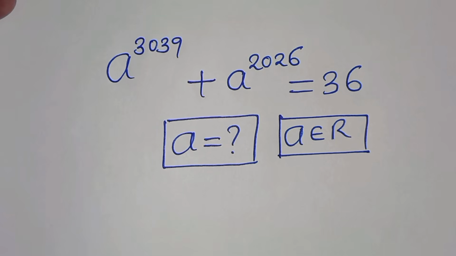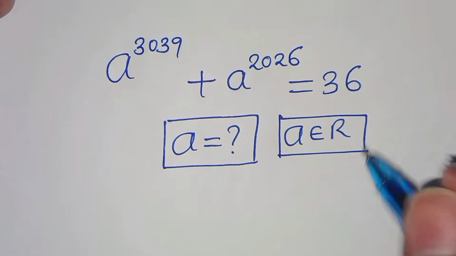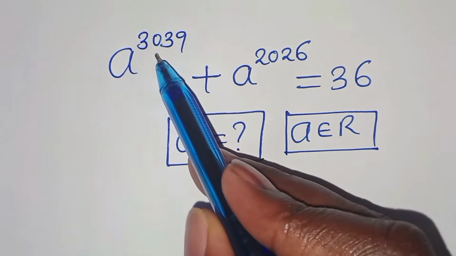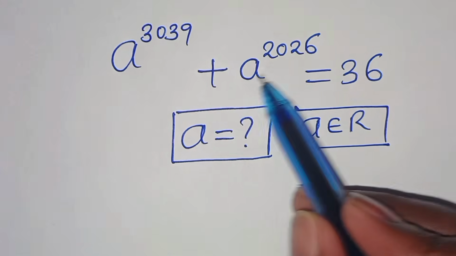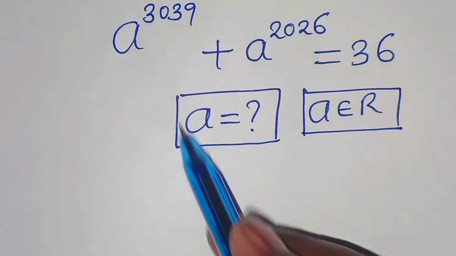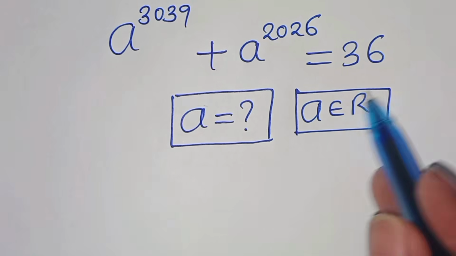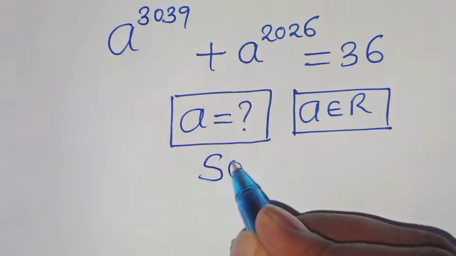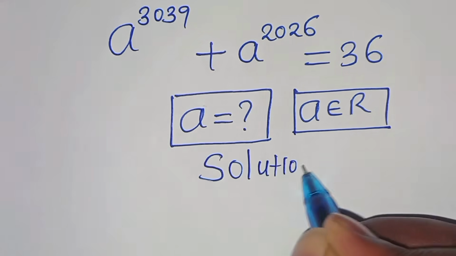Hello everyone, you're welcome to solve this nice algebra problem, which is a to the power of 3039 plus a to the power of 2026. This is equal to 36. So what is the value of a given that a belongs to real numbers? So let's provide a solution from here.